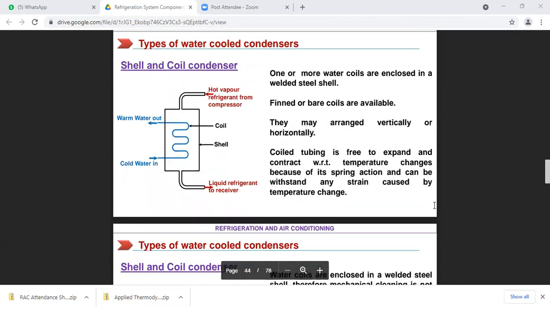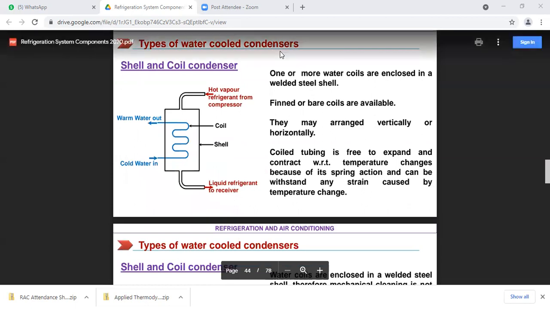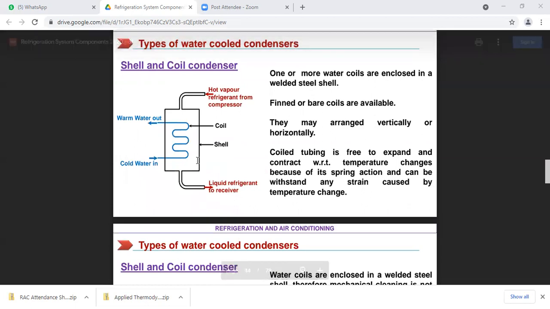Second is the shell and coil condenser. If you observe here, one shell is used, and in this shell, coils are provided. In the shell, the refrigerant will flow, and in these coils, the cold water is flowing. It consists of a welded steel shell and one or more bare or finned tubes or coils placed inside it. So the condensing water is circulated through the coil.